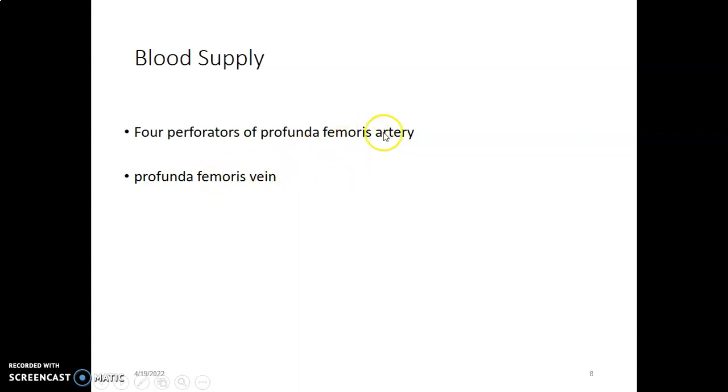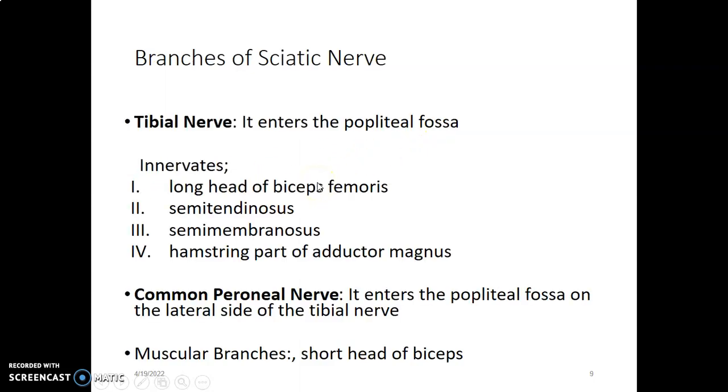The profunda femoris artery is usually accompanied by the profunda femoris vein. So the sciatic nerve, remember, as we had discussed, has a root value of L4, L5, S1 to S3 from the sacral plexus, and it passes through the infrapiriform portion of the greater sciatic foramen, and we find it midway between the ischial tuberosity and the greater trochanter. It then passes deep to the long head of biceps, and at the superior border of the popliteal fossa, it divides into a medial tibial nerve and a lateral common peroneal nerve.